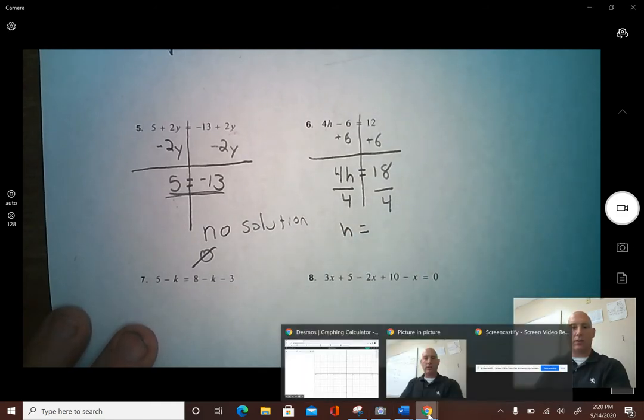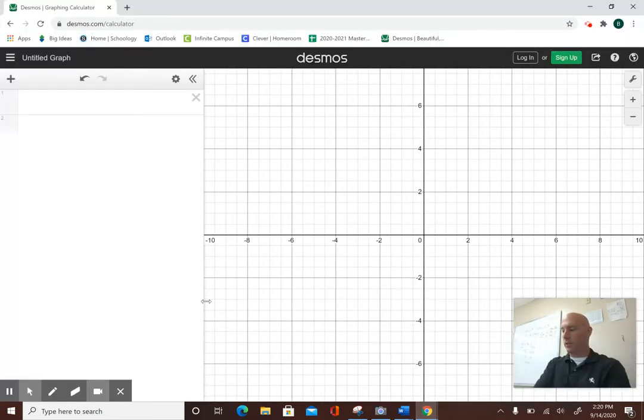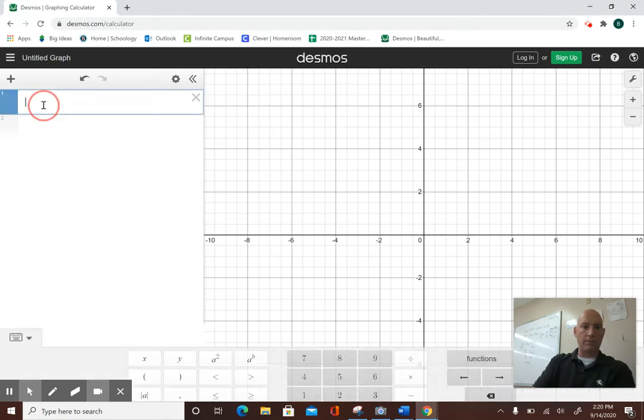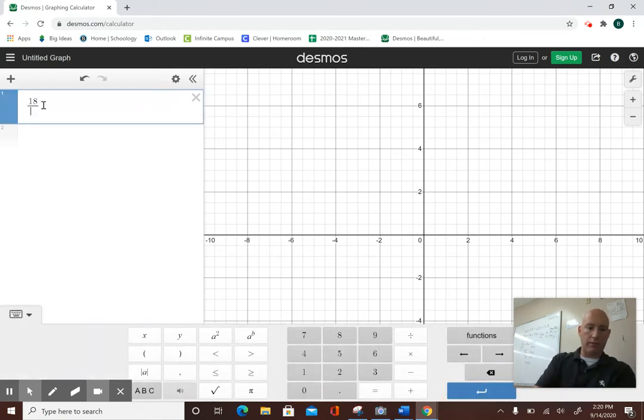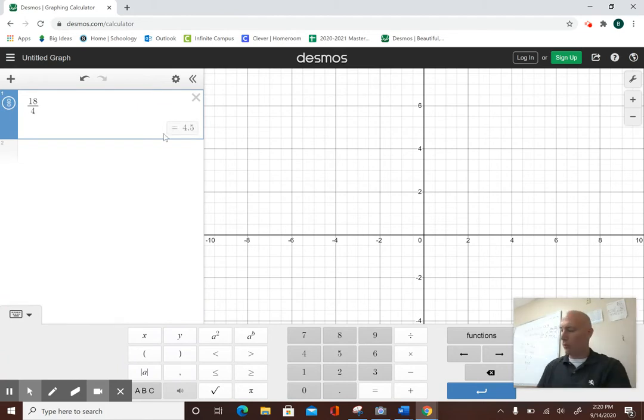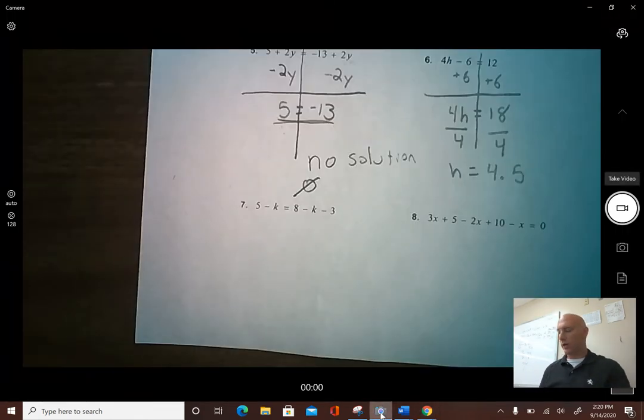Now you can actually go to your Desmos. Just type in 18 divided by 4. Oh, sorry. 18 divided by 4. And you got your answer of 4.5. Okay? You can plug that in to check, but trust me, it works. Okay. Let's continue on. So now we're on number 7.